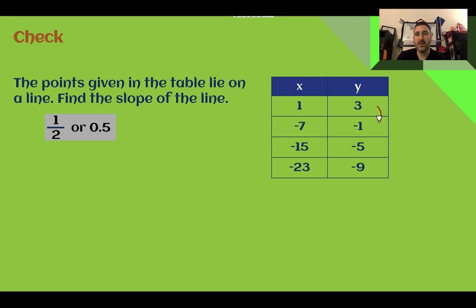So to get this, I'm just going to show I'm using the table. So 3 to -1 went down 4. This went down 4 again. This went down 4 again. So no matter what, my y value is always going down 4. How is my x value changing? 1 to -7 went down 8. -7 to -15, down 8. So each time, -4, -8, the two negatives make a positive, so 4 over 8 would reduce to just positive 1/2. A negative divided by negative is positive.